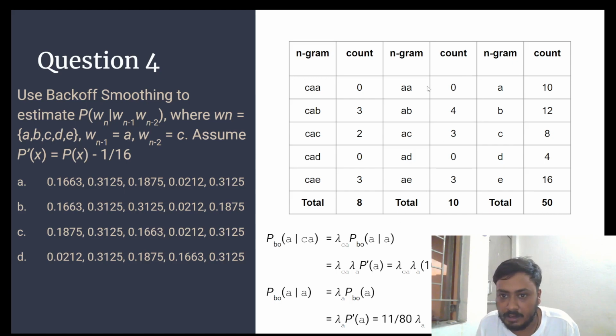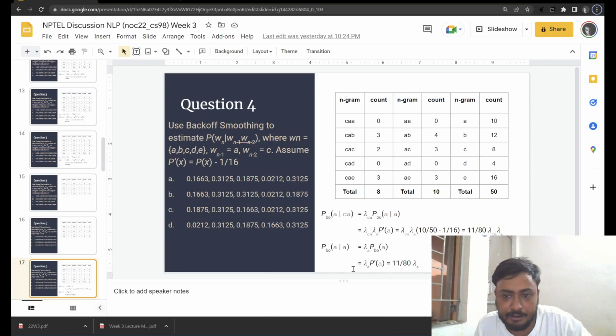Now the interesting thing is that a given a is also 0. So since a given a is also 0, we need to replace this part, PBO a given a, with lambda a, and then we use the discounted value p prime a. So the main thing to understand is that there are two different lambdas over here. Why is it so?